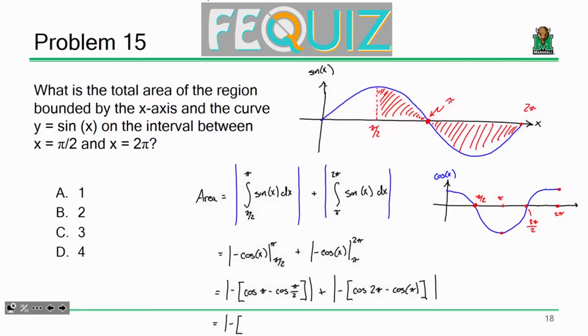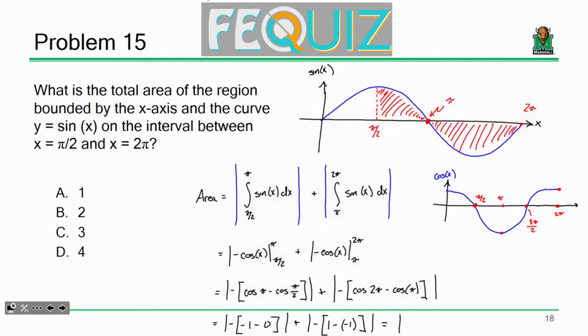The cosine of pi, that's -1. Minus the cosine of pi over 2, that's 0. How am I doing that quickly? I'm looking at the curve. Plus, excuse me, I have minus cosine of 2 pi, that's 1, minus cosine of pi, that's -1. So I know there's a lot of negatives floating around there. So simplify that up a little bit. So inside that bracket, I have -1.